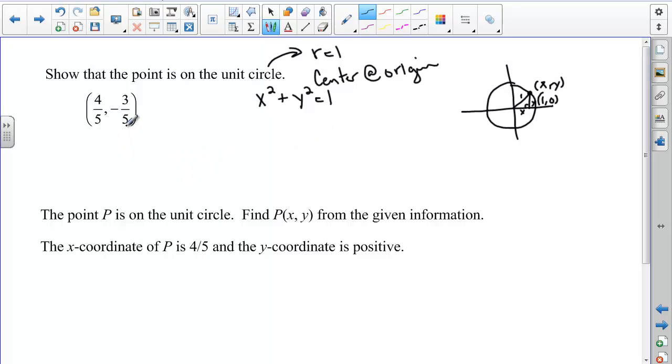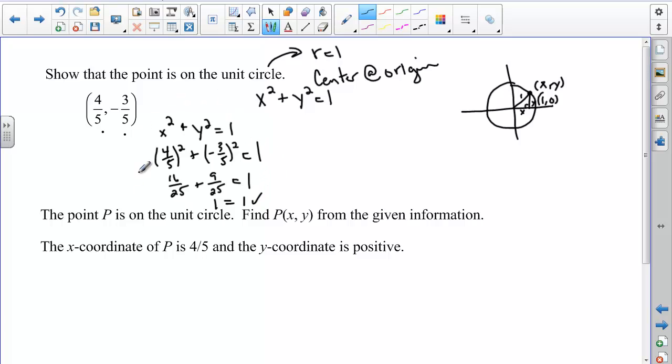So what does that mean? Well, it means that we can show points are on the unit circle by showing that this squared plus this squared equals 1. We're going to say x squared plus y squared equals 1 is our identity, that any point on the unit circle follows that pattern. And then I'm going to plug in my x coordinate of 4/5, square it, plug in my y coordinate of negative 3/5, and square it. I'm going to see what I get. 4/5 squared is 16/25. Negative 3/5 squared is 9/25, positive 9/25. And if I add those together, I get 25/25, or 1, and that is equal to 1.